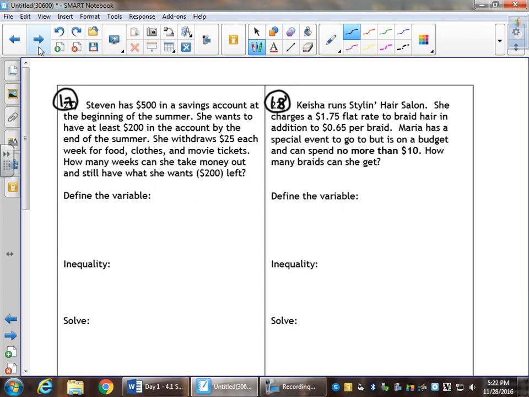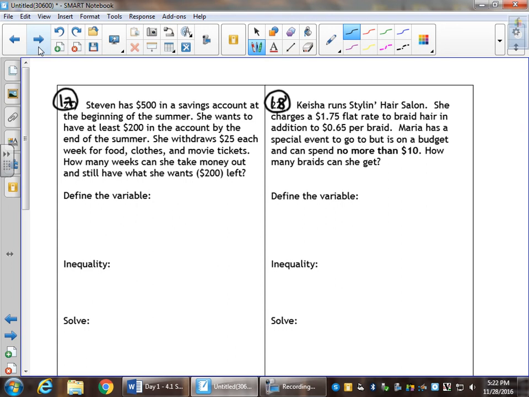Stephen has $500 in a savings account at the beginning of the summer. She, I guess Stephen is a girl's name now, wants to have at least $200 in the account by the end of the summer. She withdraws $25 each week for food, clothes, and movie tickets. How many weeks can she take money out and still have what she wants? And what she wants is to have $200 left.